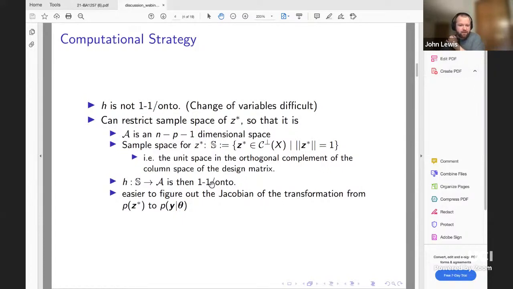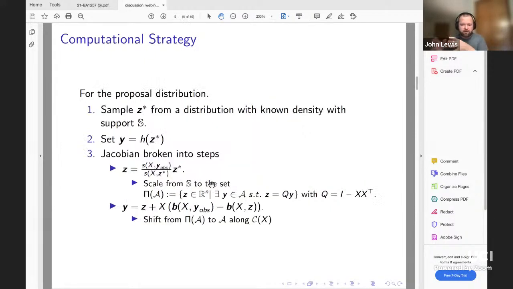And then it's actually easier to figure out the Jacobian of that transformation by thinking about first principles. I've got some pictures on the next couple of slides, which of course help me, and I hope they help others. The basic idea is we start with a sample from a known density on the sphere, Z star. In practice we use a uniform on that sphere because it's easy and it turns out it works. We haven't noticed any serious problems with doing that yet. Then we set Y equal to H of Z star, and this is our proposal Y. And then we have to figure out the implied distribution of Y.